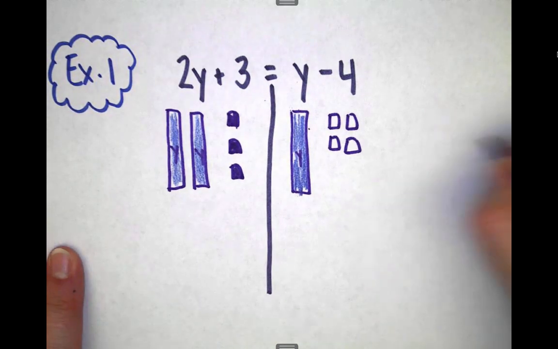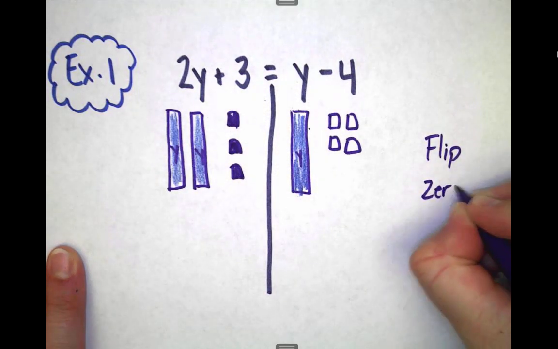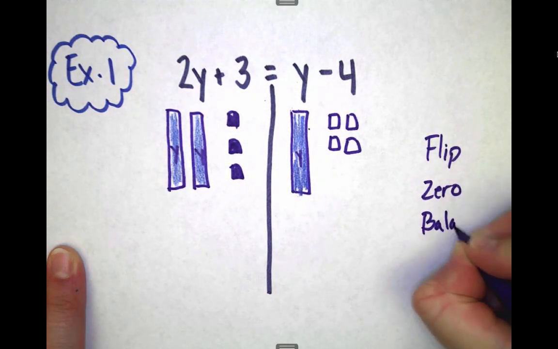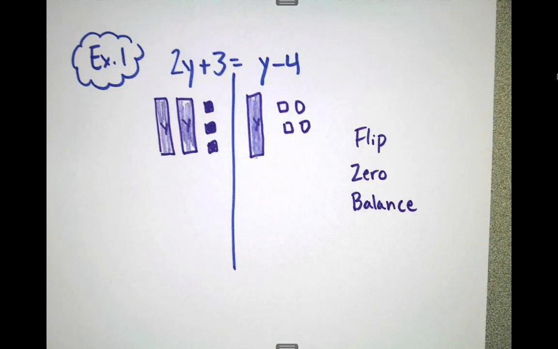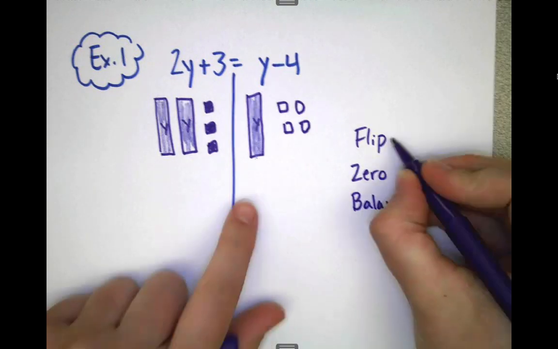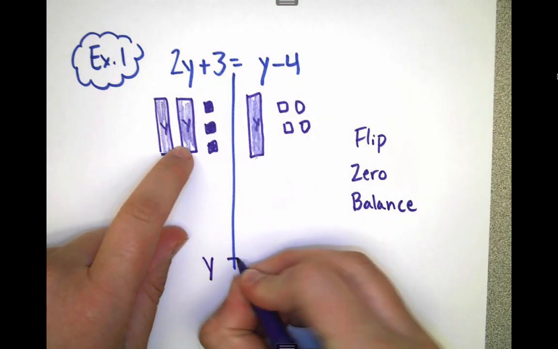Now it is time for the 3 legal moves. Flip, zero, balance. So we're going to practice those moves. Okay guys, so let's go through those legal moves now. We're going to do that flip, that zero, and that balance. So what will we flip first? Well, we're trying to get y. At the very end, we want it to say y equals. We want an answer.